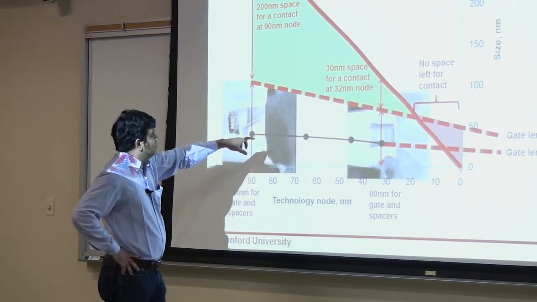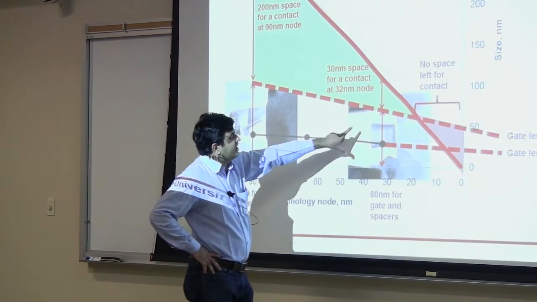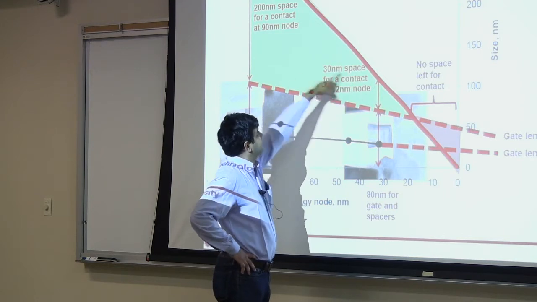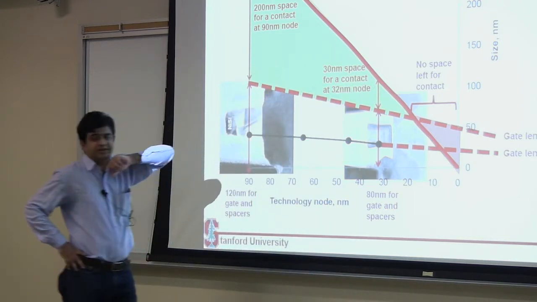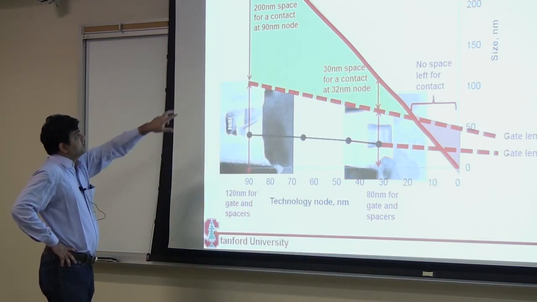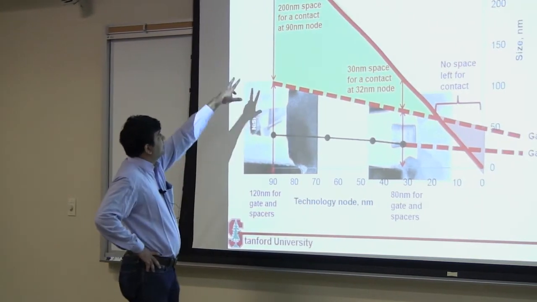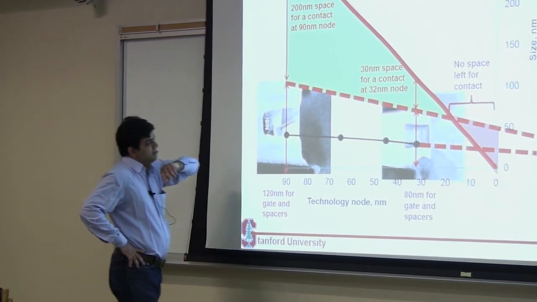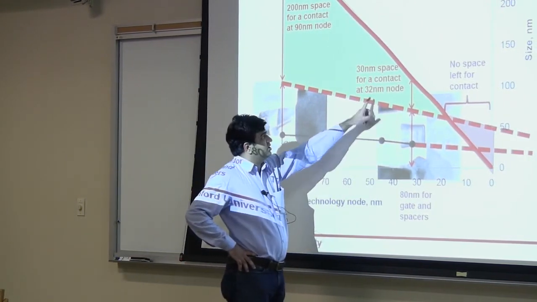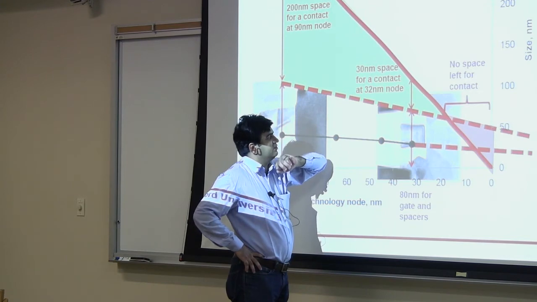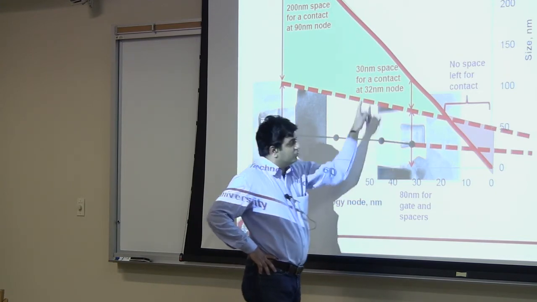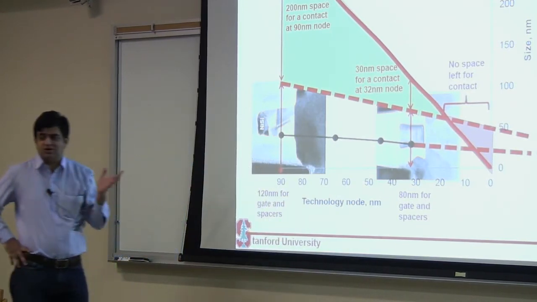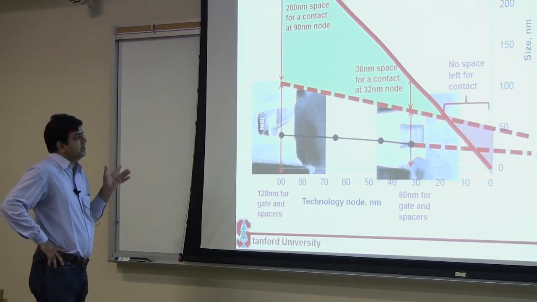So if you look at that pitch, you'd have to leave some space for spacers around your gate. So the rest is the space. This green thing is the space which is left for your contacts, right? In a 90 nanometer technology, you had 120 nanometer of space available to land these contacts. On a 30 nanometer technology, you had 32 nanometer of space available. If you go by that same projection on 20 nanometer technology, you have no space to land your contacts. So you can make a transistor, but you can't connect to it.